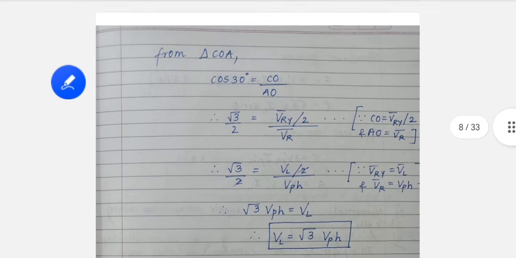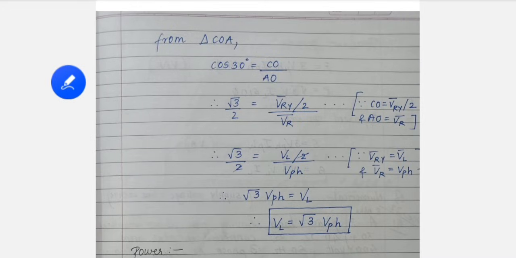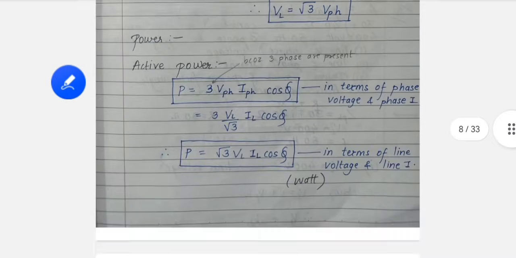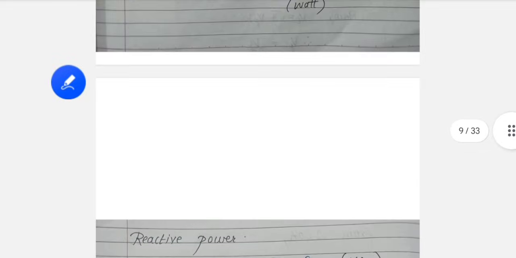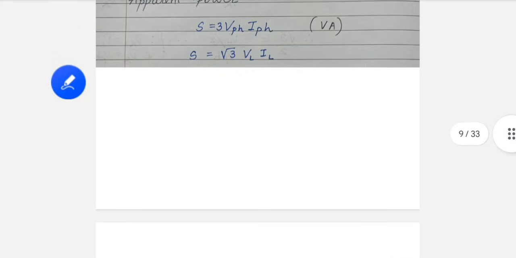Okay, then you have to derive this equation, that is VL is equal to root 3 VPH, and you have to mention active, reactive and apparent power. This is your final derivation. Okay, you can write some definitions of line current, line voltage, phase current, phase voltage, as I have mentioned.